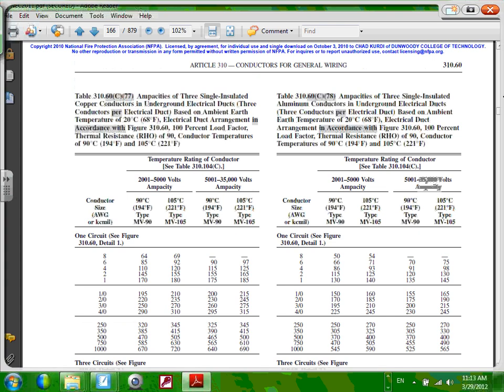So we decided to use copper because Chad loves copper. And we decided to use 3 single insulated copper conductors in an underground duct, right? So all these, and we're using detail number 1, and everybody knows why detail number 1. And the voltage that we have is 13.8. So actually that will put us right in here because my voltage is 13.8.